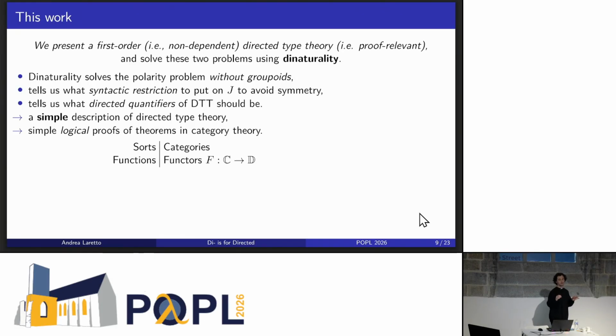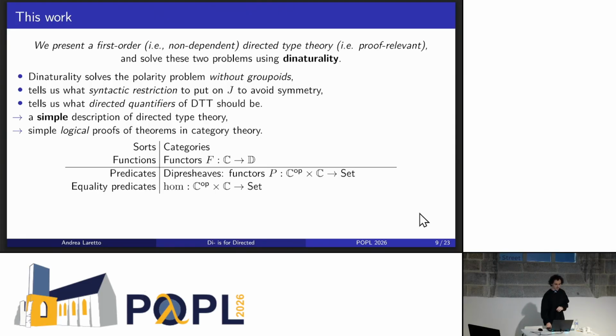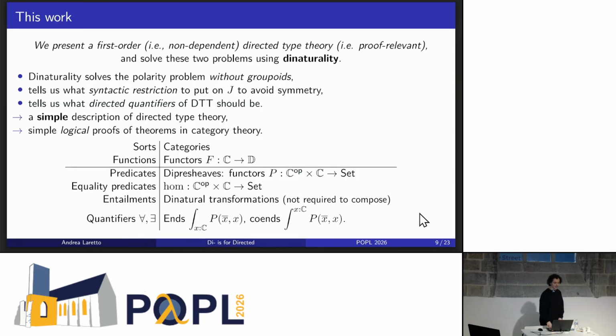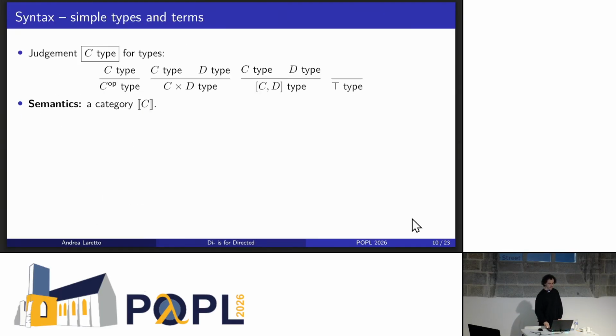You can think in your head of this system as first order logic, but your sorts are interpreted in the semantics as categories, and functions as functors. And then you have the logical part. You have predicates or formulas. And these in the semantics will be dipresheaves, so functors of this shape, among which you have equality predicates, so hom. And then you have entailments between these formulas, which are in the semantics dinatural transformations. And the quantifiers for all and exist are represented by ends and coends with this integral symbol, and coends just have the same index but at the top. That's just the notation the category theorists use. So this is how it works.